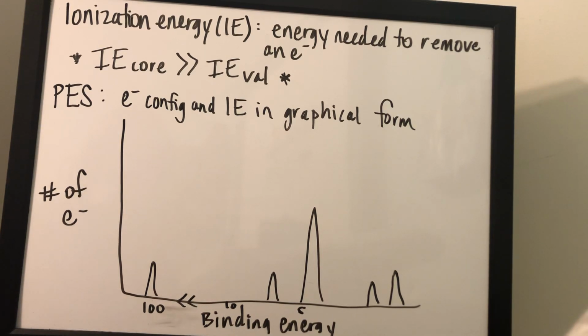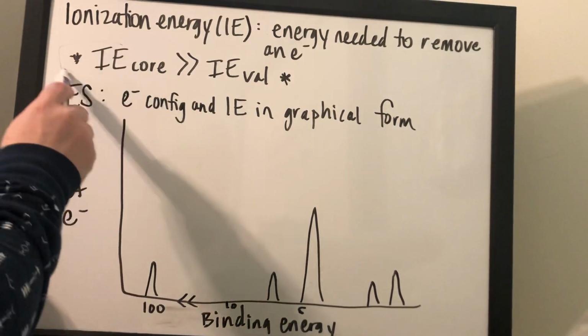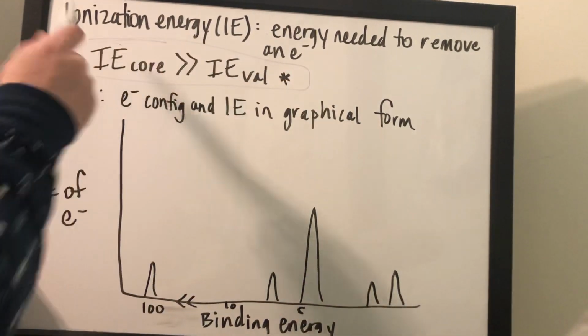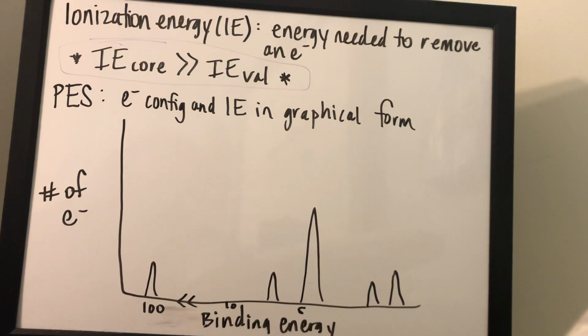But the big takeaway point, at least for PES, is this idea right here that the ionization energy of a core electron is much, much greater than that of a valence electron. We've talked about that in terms of the core electrons not being shielded as much, whereas the valence electrons are shielded. So, bottom line, it takes a whole lot more energy to remove a core electron than it does to remove a valence electron.